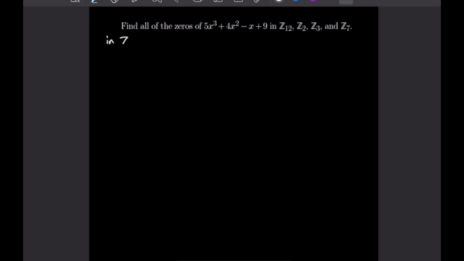So let's go ahead and write that we are working in Z2. In Z2, we can rewrite our polynomial in the following way. We'll have 5x cubed, which we can write as just x cubed. Then we'll have 4x squared, but 4 goes to 0 in Z2, so that term will completely disappear. And then we have a negative x here, but in Z2, negative 1 and 1 are the same, so let's just write that as a plus x. And then we'll be left with plus 9, but that is also 1. So in Z2, we can rewrite our polynomial as x cubed plus x plus 1.